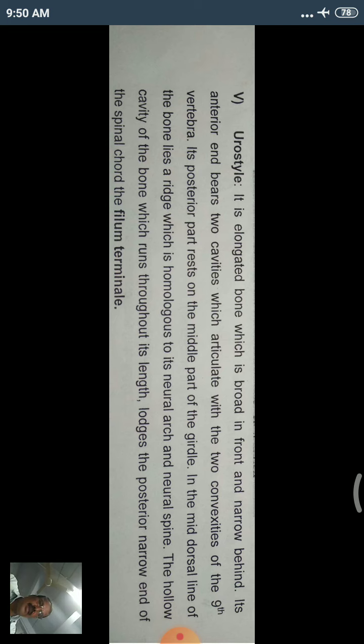So urostyle is the elongated bone, broad in front and narrow behind. It bears two cavities which articulate with the two convexities of the ninth vertebra. By the help of the two convexities in the ninth vertebra, the ninth vertebra is attached to the urostyle. This is something about the urostyle.